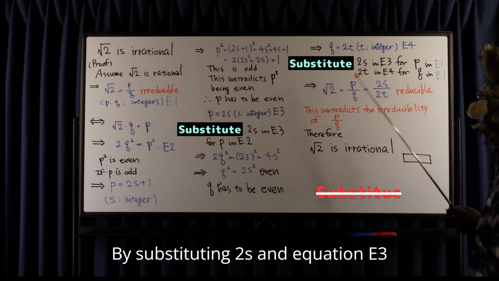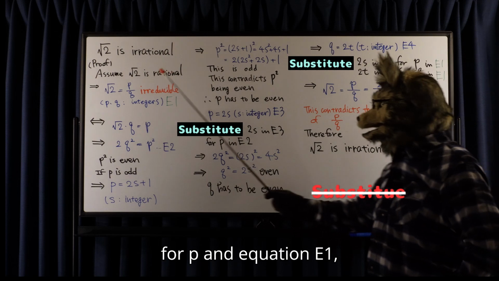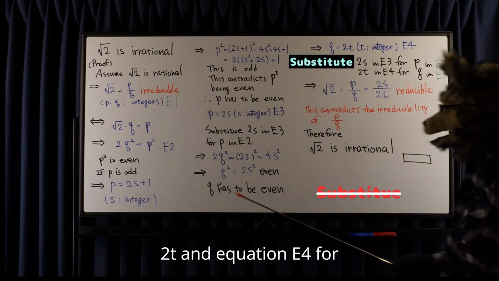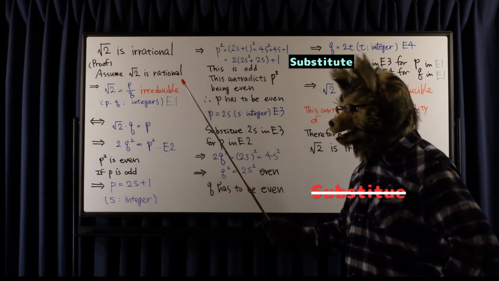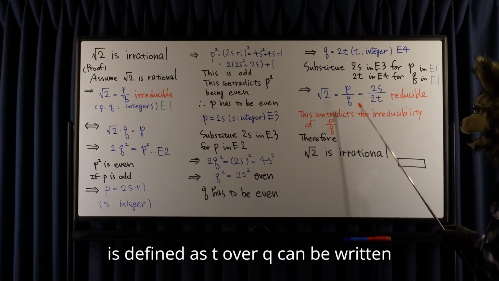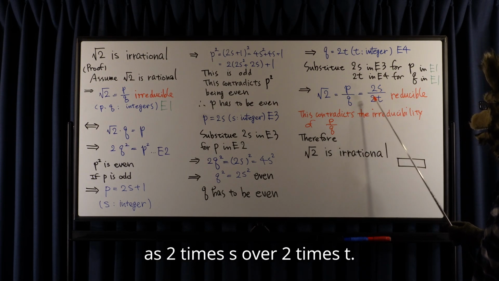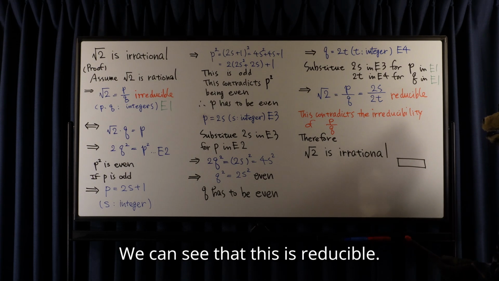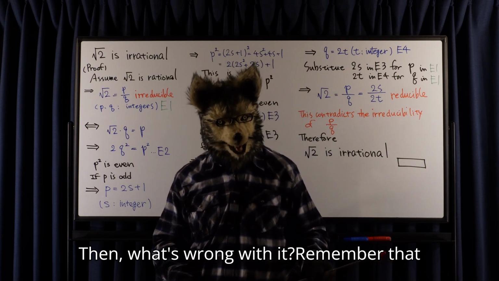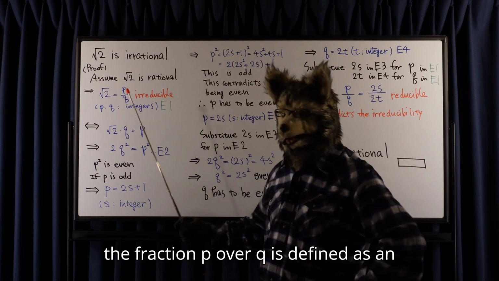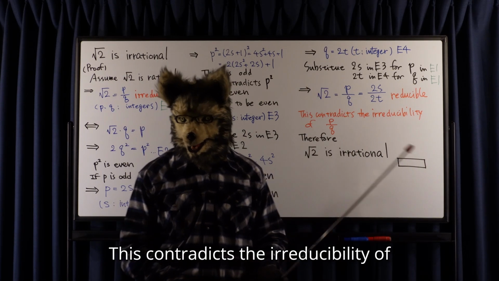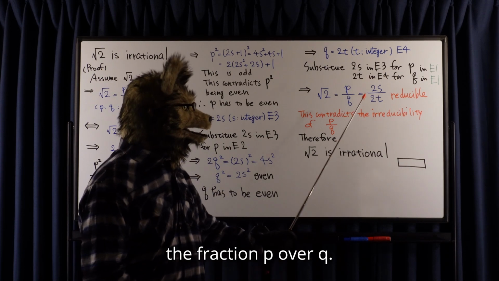By substituting 2s in equation E3 for p in equation E1, and 2t in equation E4 for q in equation E1, we get the square root of 2, which is defined as p over q, can be written as 2 times s over 2 times t. We can see that this is reducible. Then what's wrong with it? Remember that the fraction p over q is defined as an irreducible fraction. This contradicts the irreducibility of the fraction p over q.